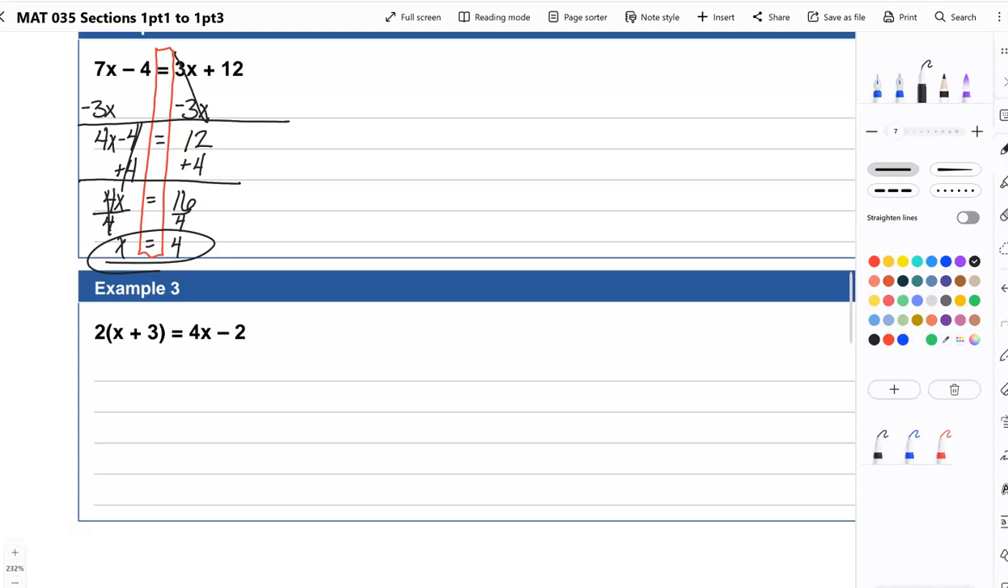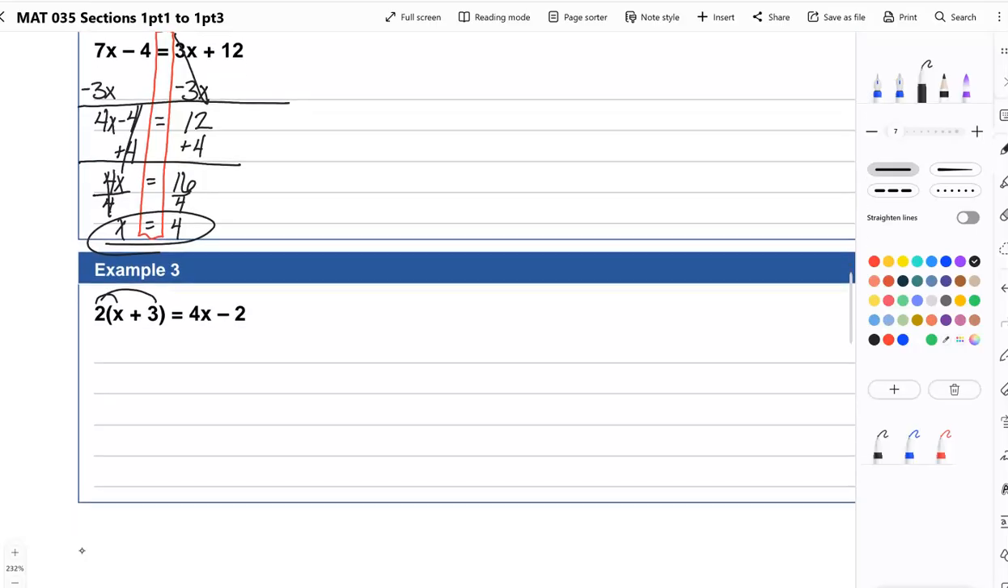Let's look at example 3. It's a little bit different. So I have 2 times x plus 3 equals 4x minus 2. So in this case, we're going to start by simplifying that left-hand side. We're going to distribute. So we're going to have 2 times x, which is 2x. 2 times positive 3, which is a positive 6. So I'm going to write plus 6. So I have 2x plus 6, and that's going to be equal to the other side, 4x minus 2.